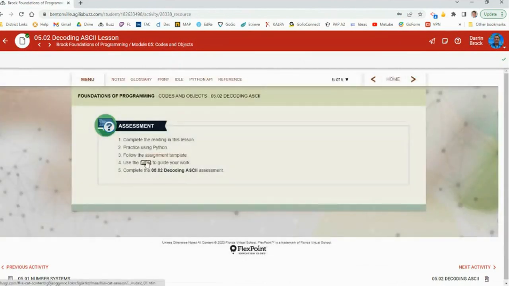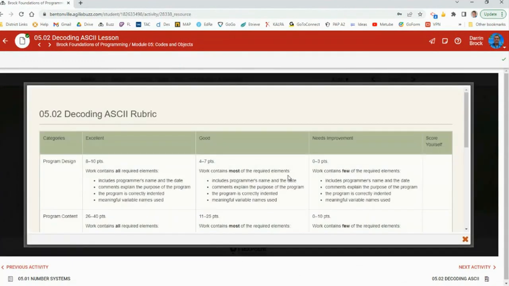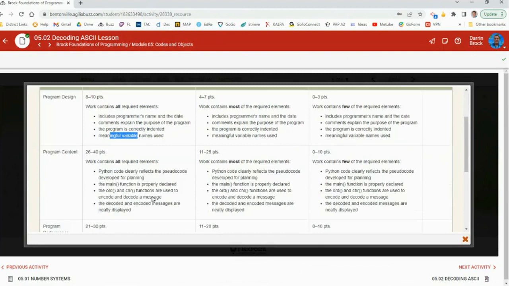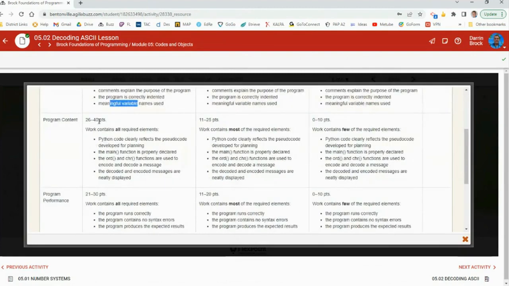That's it. And here's the rubric I'll be using to grade it right underneath it. Your design. Do you have all the elements that you need? Your programmer name and date. Do you have the comments that explain the purpose of your program? Is it indented correctly? Do you use meaningful variable names? For up to 40 points, that you clearly reflect the pseudocode. Use the main function. Use the ordinal and character. Then decoded and encoded messages are neatly displayed.